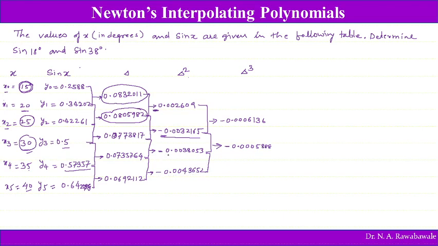And the divided difference of these two: minus 0.0043652 plus 0.0038053, divided by, again, 40 minus 25. So this gives us minus 0.0055599. Then the fourth divided difference.